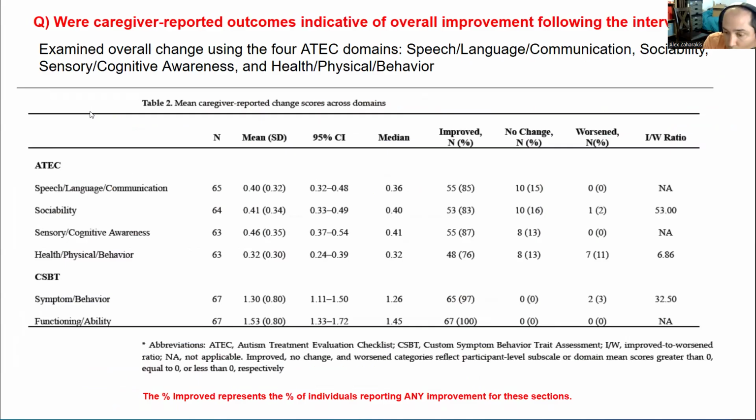So one of the questions that we asked, looking at a statistical analysis of this, was: were caregiver-reported outcomes indicative of overall improvement following the intervention? We are looking specifically at just the ATEC and the custom symptom behavior trait section of the survey. With the data, we've calculated the mean change and a confidence interval for that particular section.